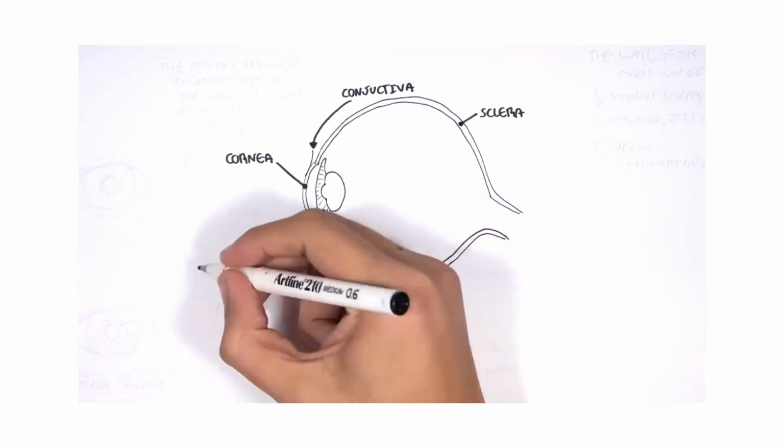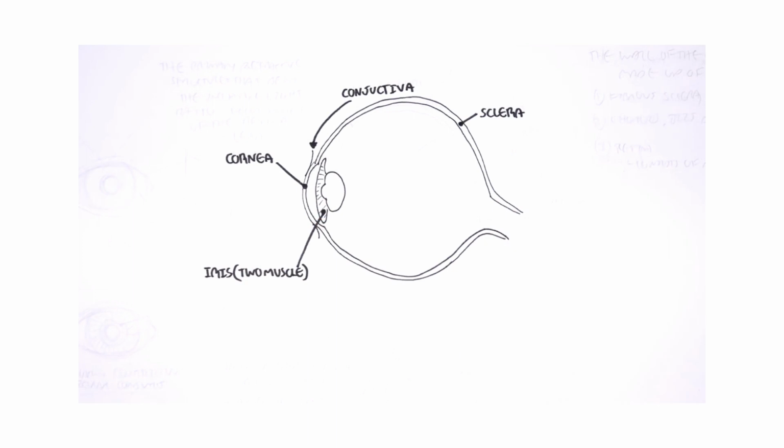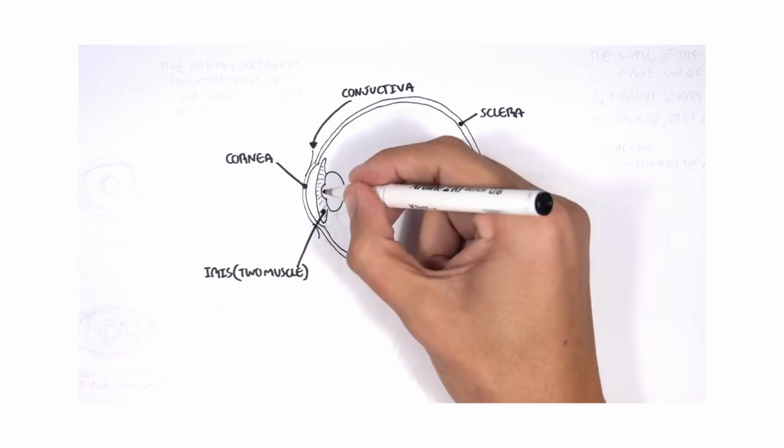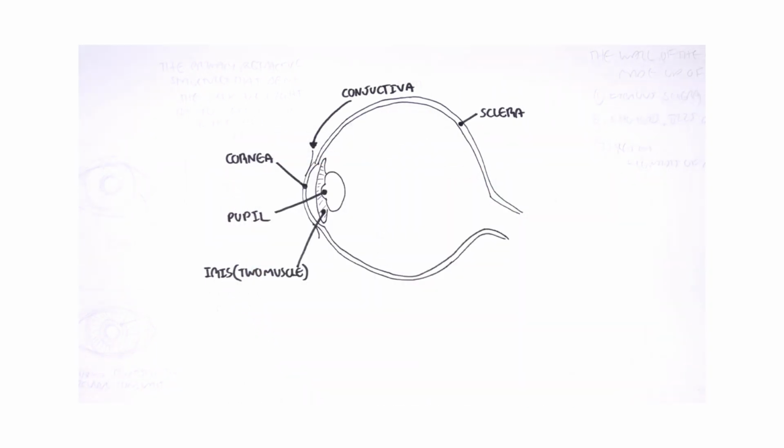The iris surrounds your pupil. The iris makes the color of your eye and is responsible for changing the size of the pupil through its two muscles. So here is the pupil, the black part of the eye, which captures the image you are seeing. Behind the pupil is the lens, which can change shape.